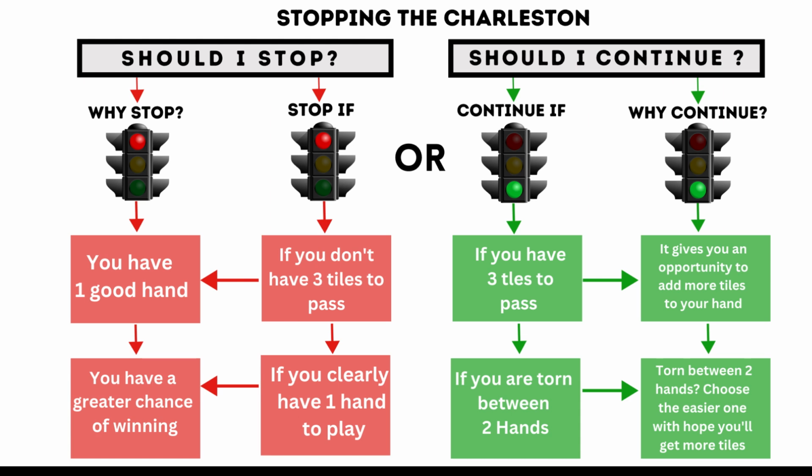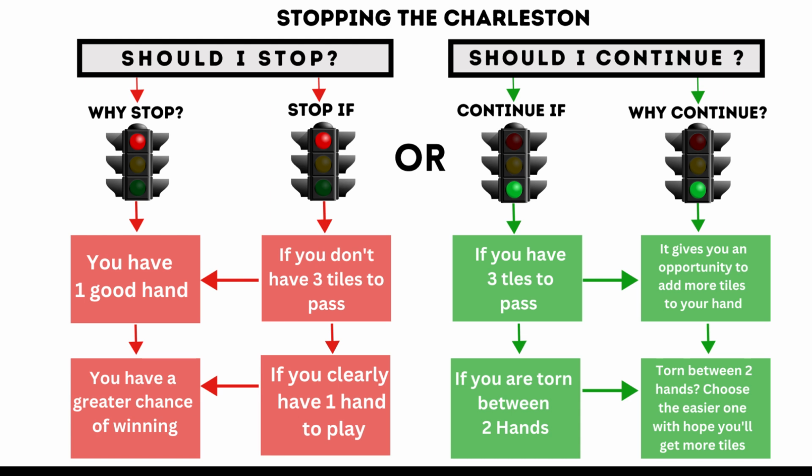You just assess whether you have 3 tiles that you're able to pass at the beginning of the second Charleston, which is the second left, and whether or not you clearly have 1 great hand you are playing. So both of those criteria should be met if you are going to make a decision to stop the Charleston. Again, as I mentioned earlier, by stopping the Charleston, you're preventing yourself from seeing a lot more tiles.